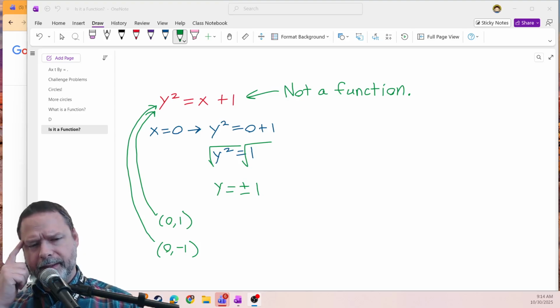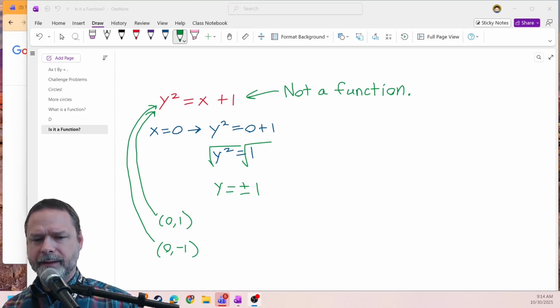Why a vertical line? I want you to think about that. Remember, it's for every x value there's only one y. What do the equations for vertical lines look like?